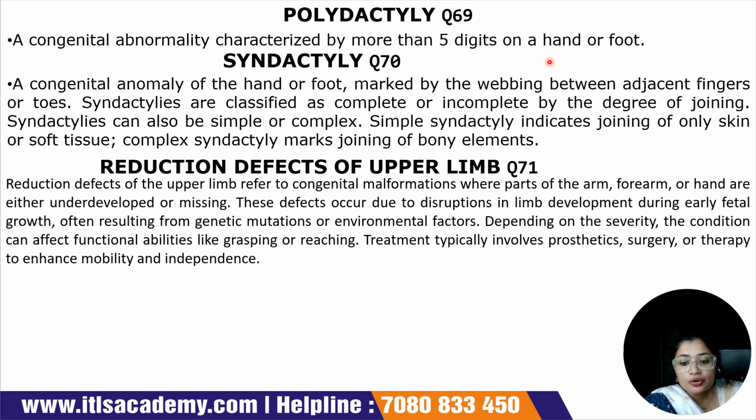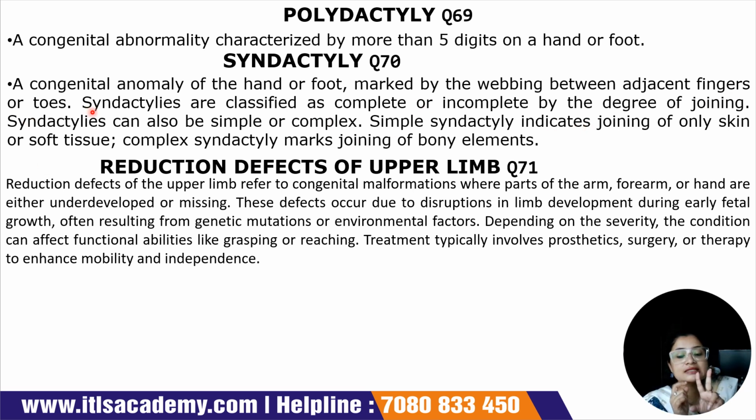Moving on to the next important subcode that we need to talk about, that is Q69, which corresponds to polydactyly. So it's a congenital abnormality characterized by more than 5 digits on a hand or foot. And then we have Q70, which corresponds to syndactyly. So it's again a congenital anomaly of the hand or foot marked by the webbing between adjacent fingers or toes.